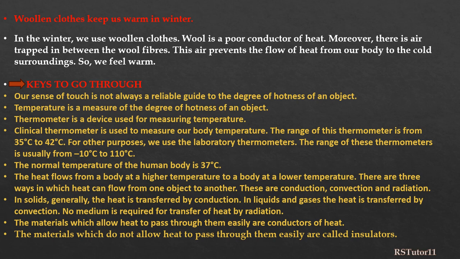Heat flows from a body at a higher temperature to a body at a lower temperature. There are three ways in which heat can flow from one object to another. These are conduction, convection and radiation. In solids, generally the heat is transferred by conduction. In liquids and gases the heat is transferred by convection. No medium is required to transfer heat by radiation. The materials which allow heat to pass through them easily are conductors, and those which do not allow heat to pass easily are insulators.